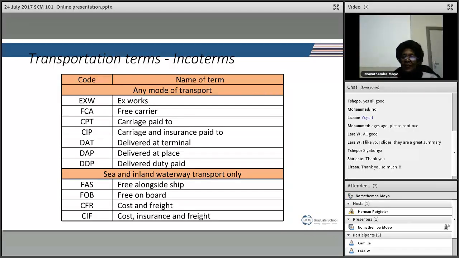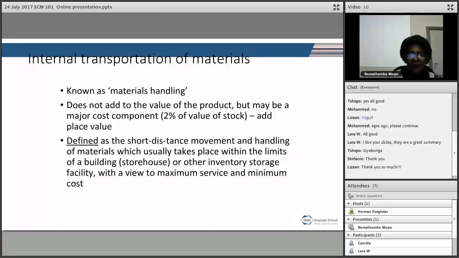Then you will have to understand the Incoterms, the terms that are used there. These are transport terms. There are so many of them. Ex Works, Free Carrier. You have to understand this.